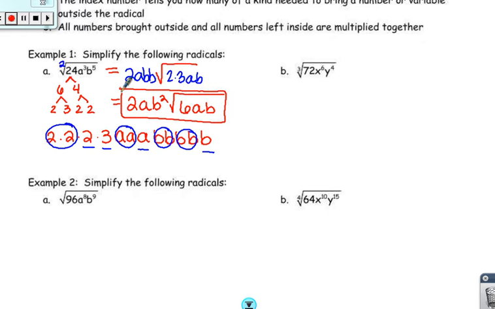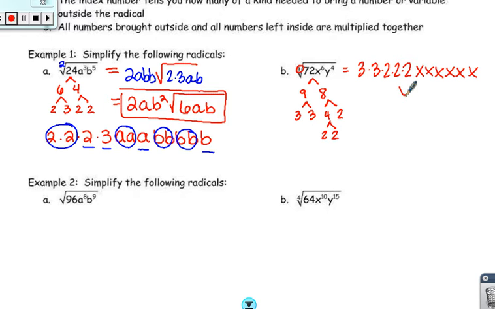Okay, look at the next one. Since this one has an index of 3, we need groups of 3. Breaking down 72. 9 times 8 is 72. 9 is 3 times 3. 8 is 4 times 2. 4 can be broken down to 2 times 2. So I see a 3, a 3, a 2, a 2, a 2. X to the 6 means I have 6 x's. Y to the 4th means I have 4 y's.